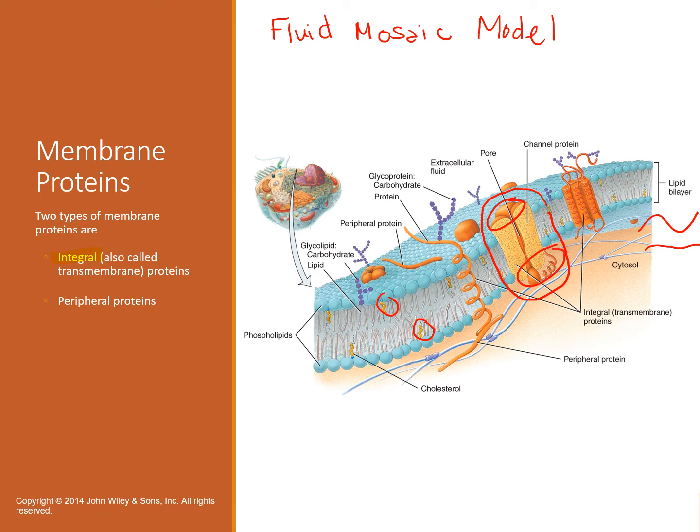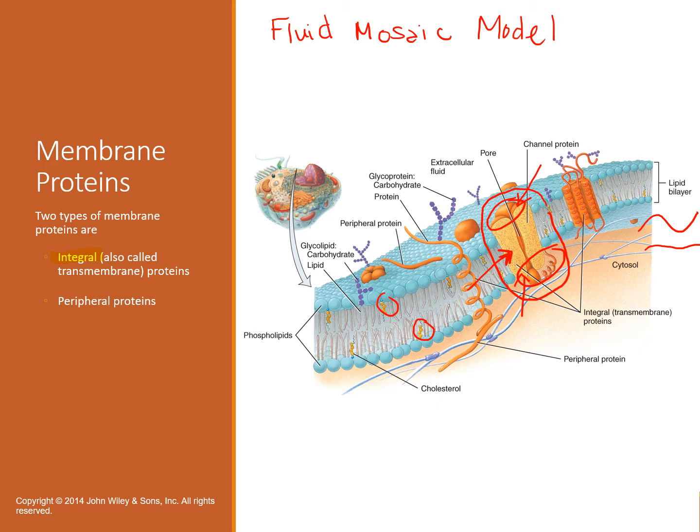So like membrane lipids, integral membrane proteins are very amphipathic, so they have to have a hydrophilic region on both sides of the membrane, and then also this hydrophobic region on the inside of the membrane as well. So these are also going to be amphipathic.